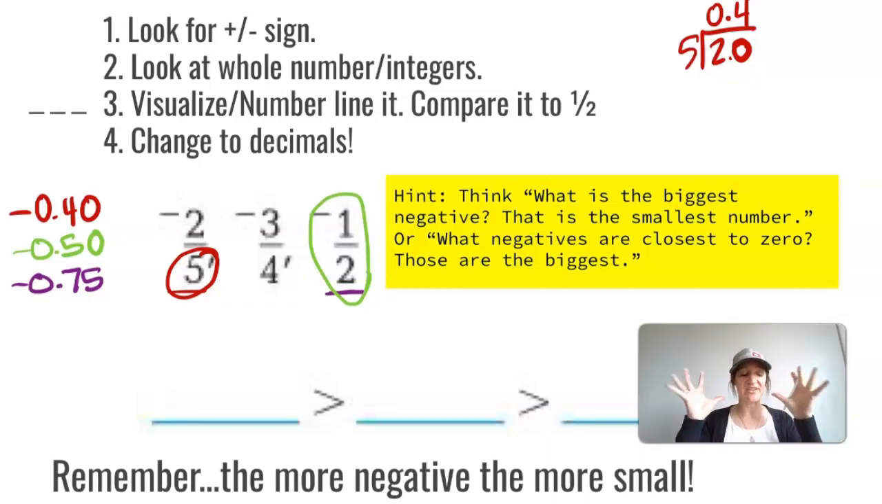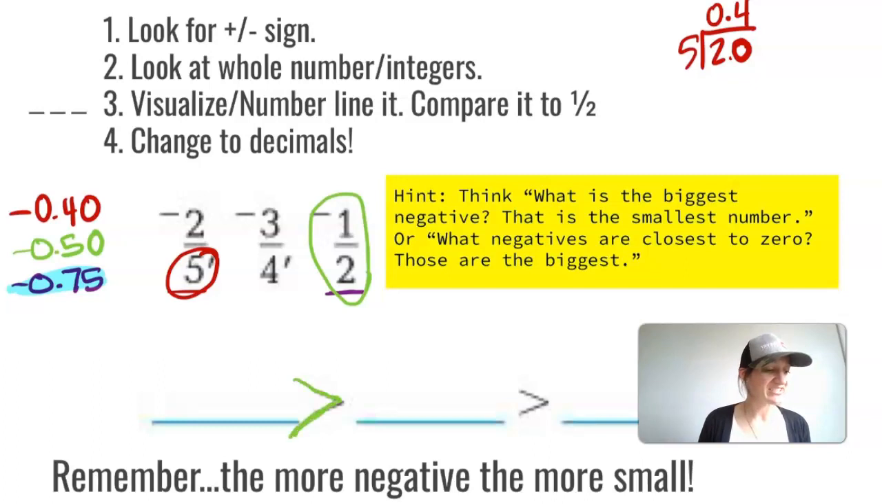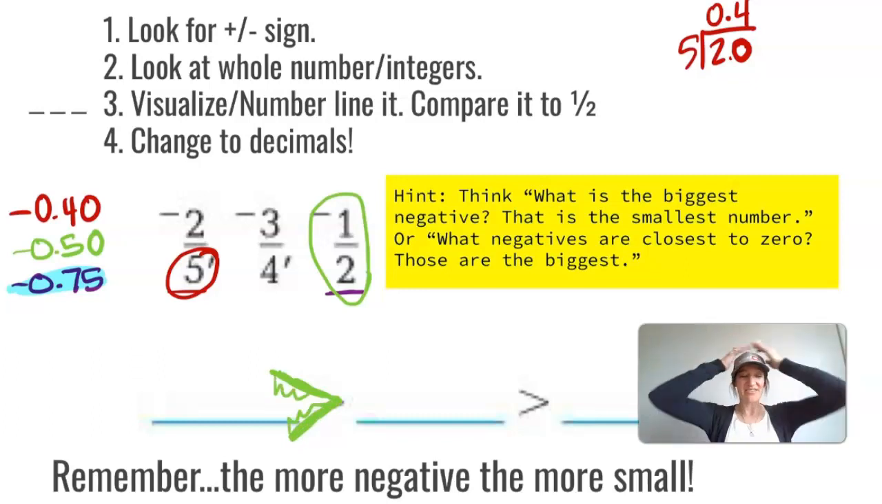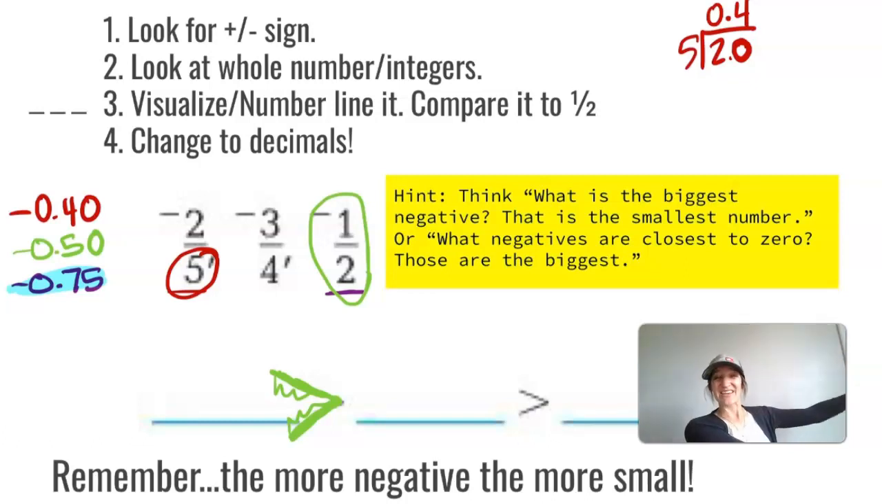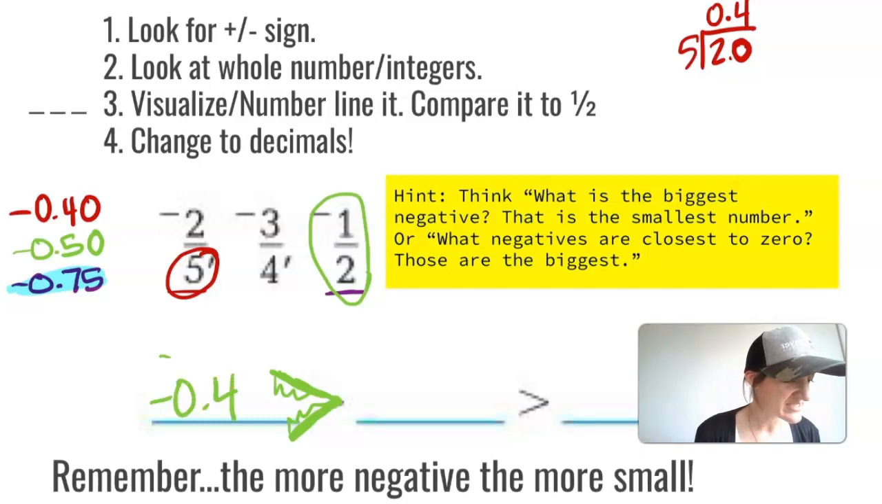And I have to think, what is the biggest negative? The biggest negative is the 75 hundredths. Oh, look at this. They changed the sign. That's no longer a less than symbol, is it? That is now the greater than symbol. The alligator wants to eat the greatest number. So now I have to think which one is the greatest, which one is the furthest on the right, which one is the closest to 0. That's the -4/10.